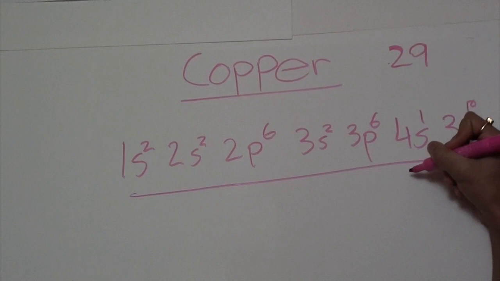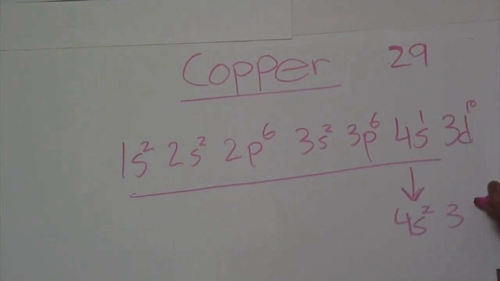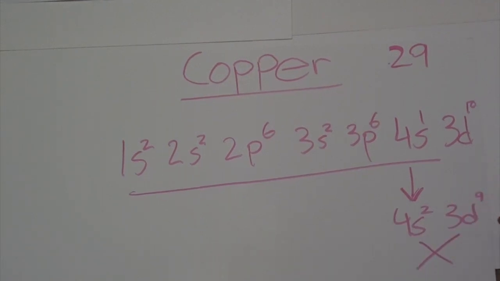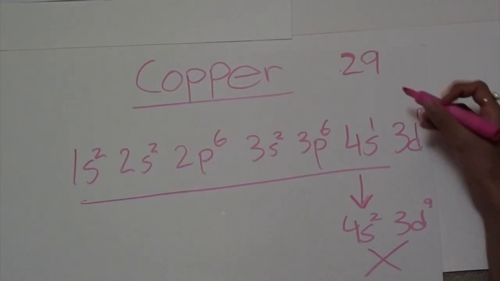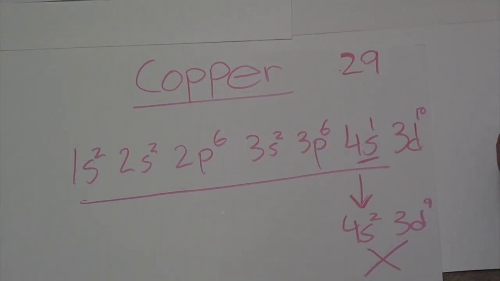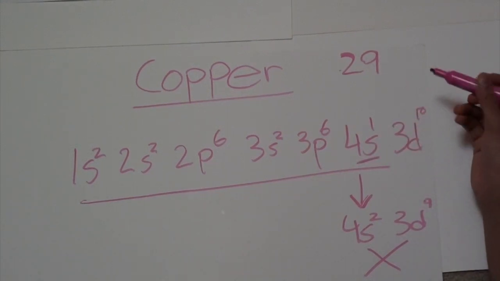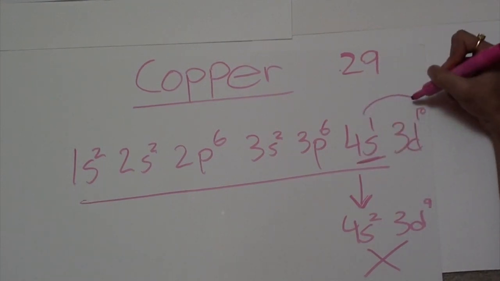Now, some of you might write it like this: 4s2 and 3d9. This is the incorrect way, because copper is that one exception where it likes to have its s subshell half filled. So to identify this, you just simply look at your periodic table and you leave your s subshell half filled, and then you move the electron to the next energy level.